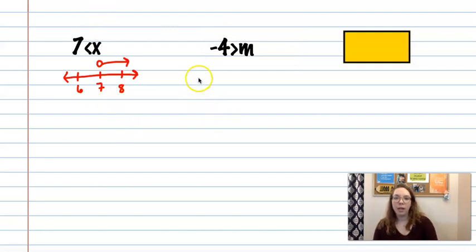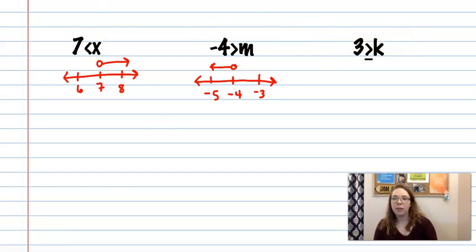-4 is greater than m. So again, negatives can be tricky, but -5 is smaller. -3 is bigger. We want an open dot, and then m is smaller, so we're pointing to the left. And then 3 is greater than or equal to k. So I have 2, 3, 4. I want a filled in dot, a solid one. And then k is less than 3, so we're pointing to the left.